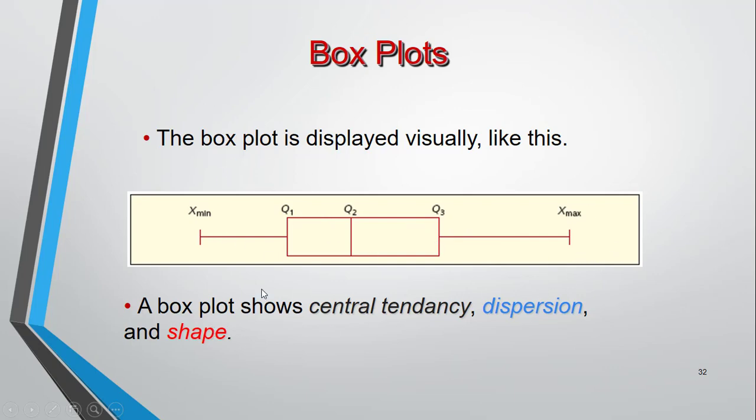And the shape, by looking at where the second quartile is, you can know this data set is skewed. Skewed left or right, the longer tail seems to be on the right. So that box plot does show central tendency, dispersion, and shape.